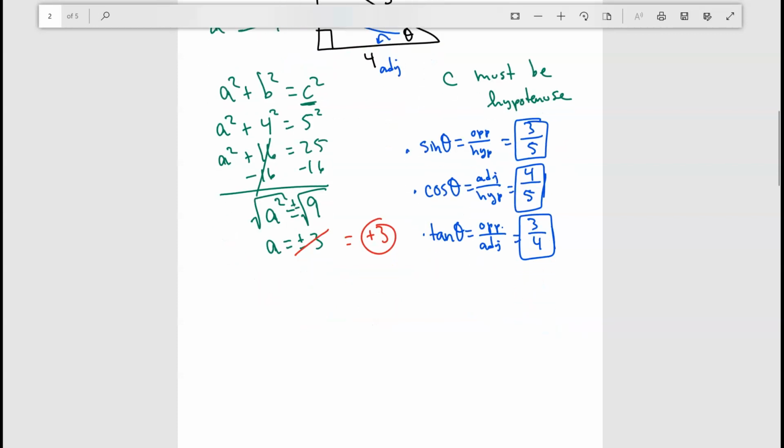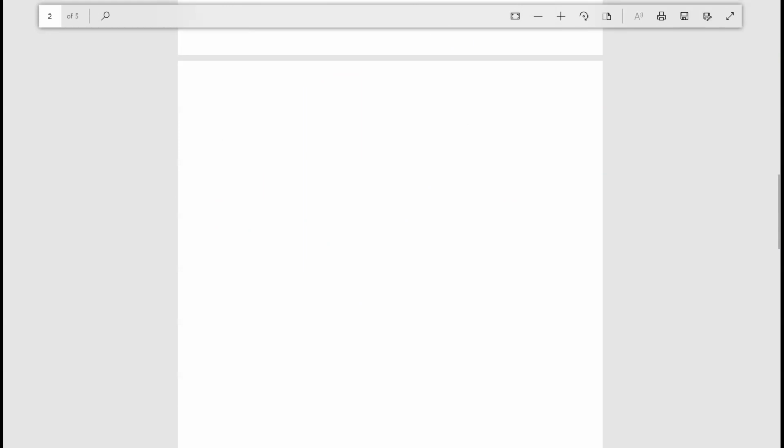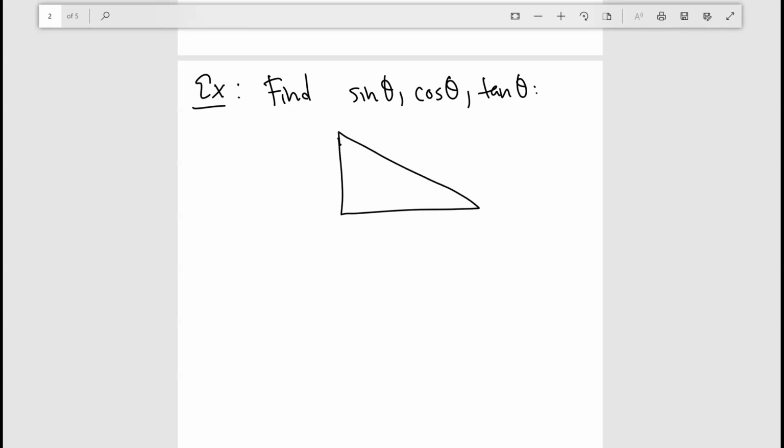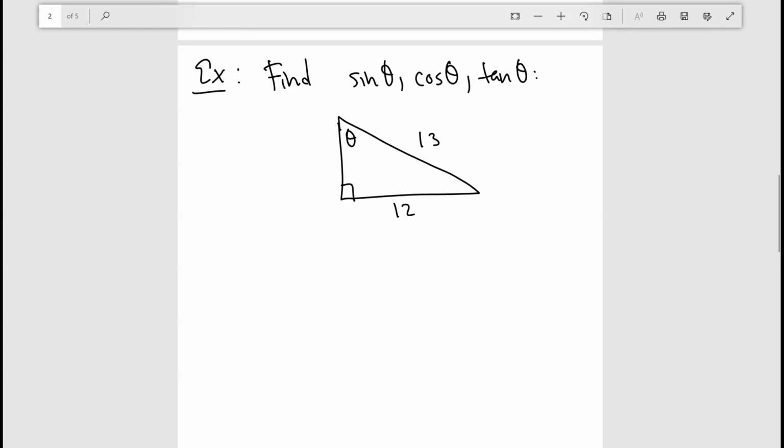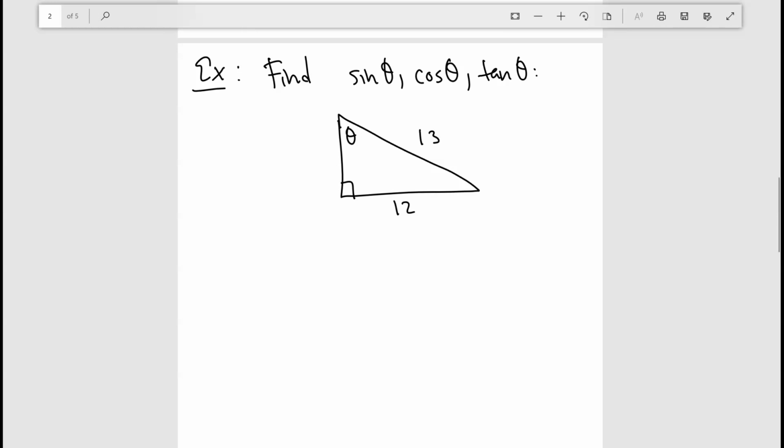Okay, let's do one more problem. Find sine theta, cosine theta, tangent theta. So here is my triangle. Now theta is going to be up here. Okay, and now what I have is that this is 13 and this is 12. So now theta's in a different position.